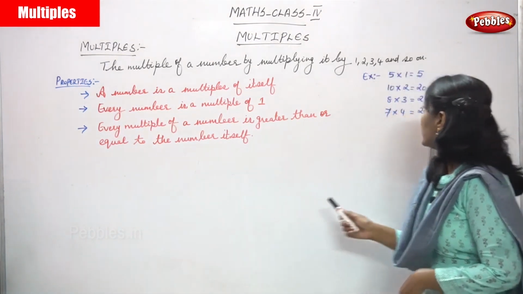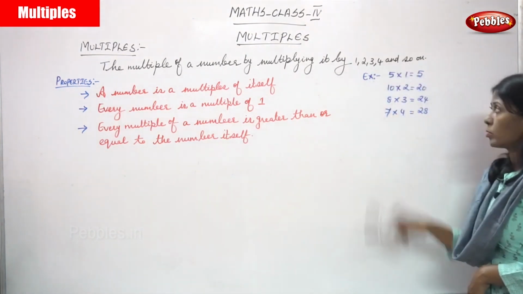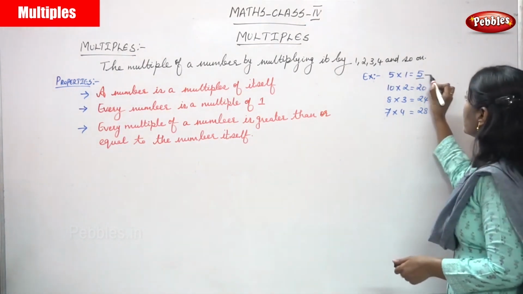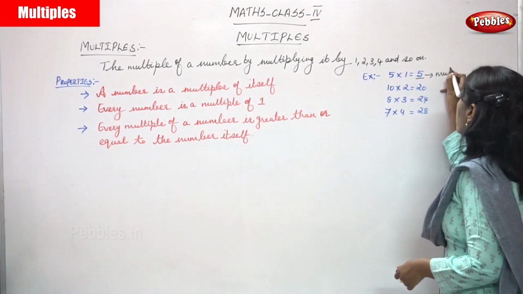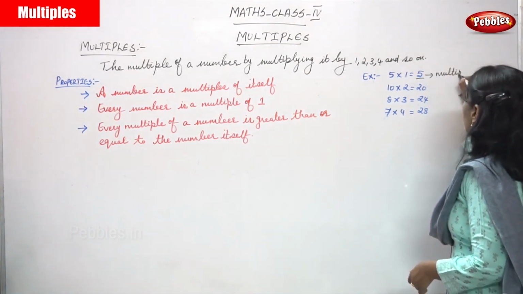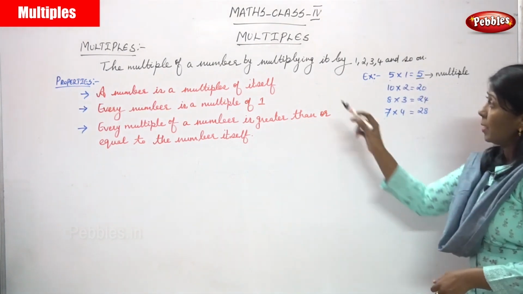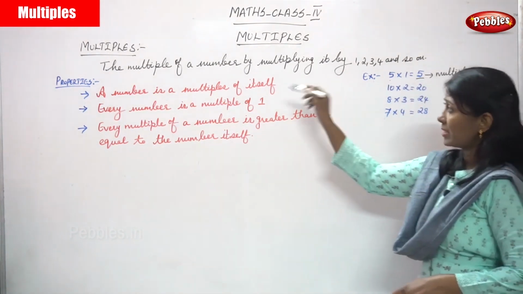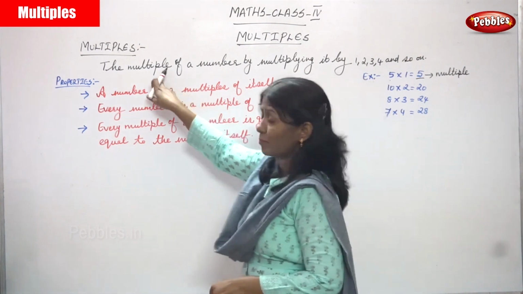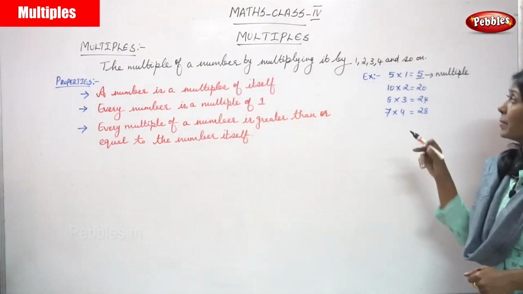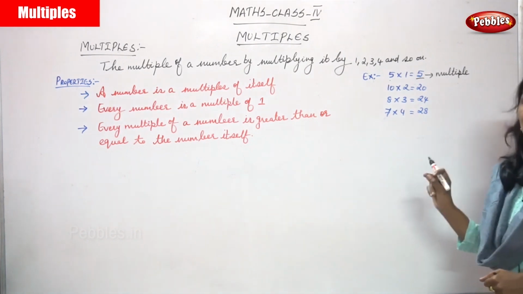See, the example is 5 into 1 is equal to 5. So this 5 is a multiple. This 5 is a what? Multiple. Okay. And these two, this 5 into 1. So I am giving the example of 5. Multiples of a number are obtained by multiplying it by 1, 2, 3, 4 and so on.